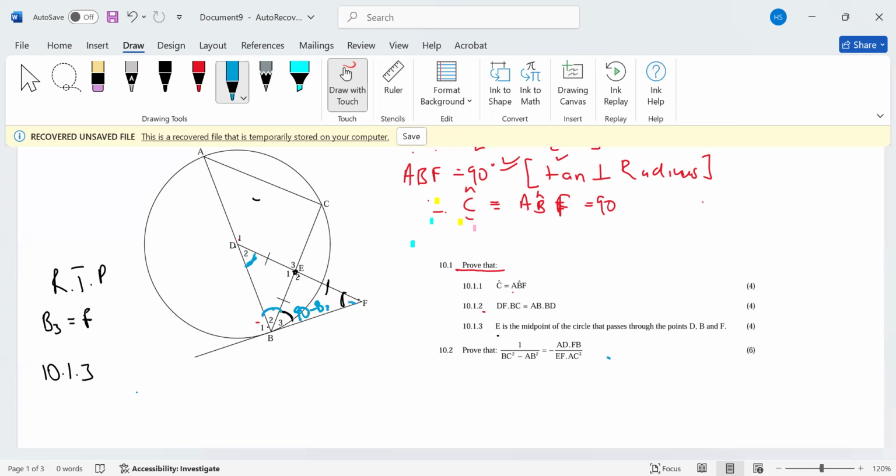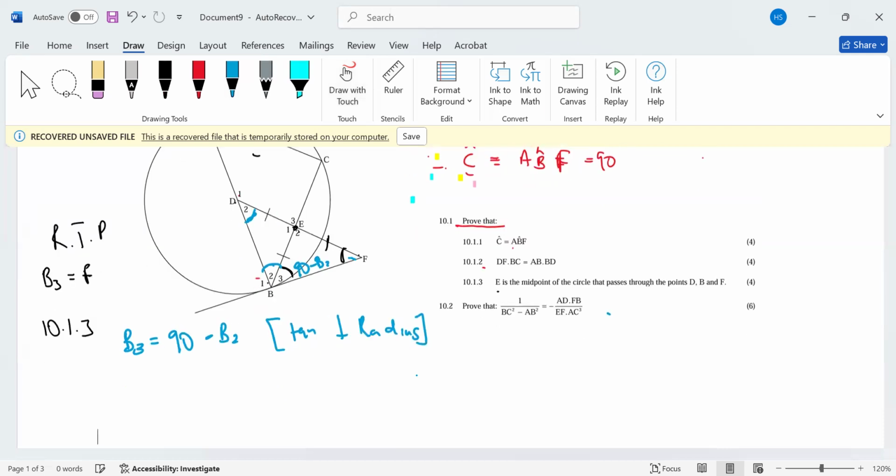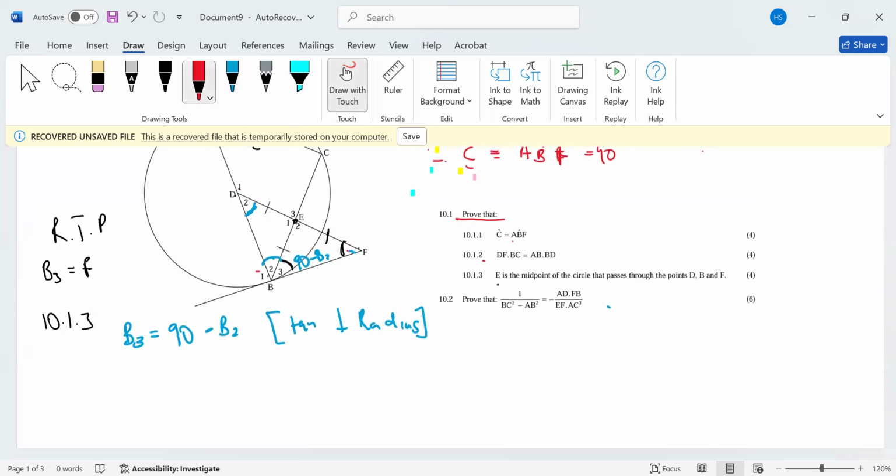We know B3 is going to be equal to 90 minus B2. And then when they ask us why we are saying this, we can use the same reason, which is tangent perpendicular to radius. Or you can tell them that you've already proven it. Yes. Okay, sharp.